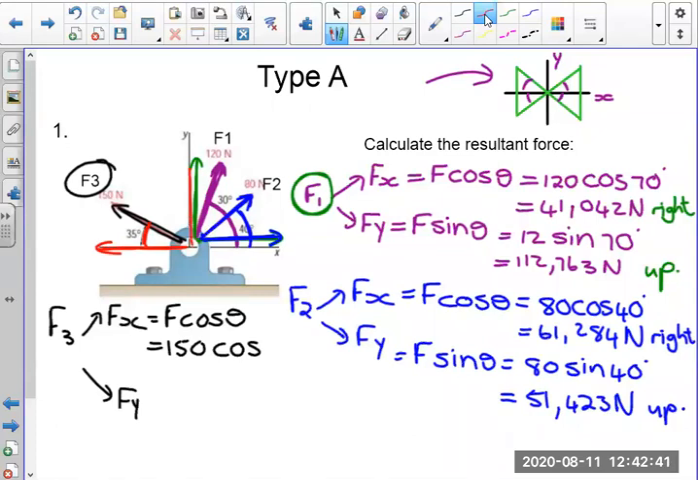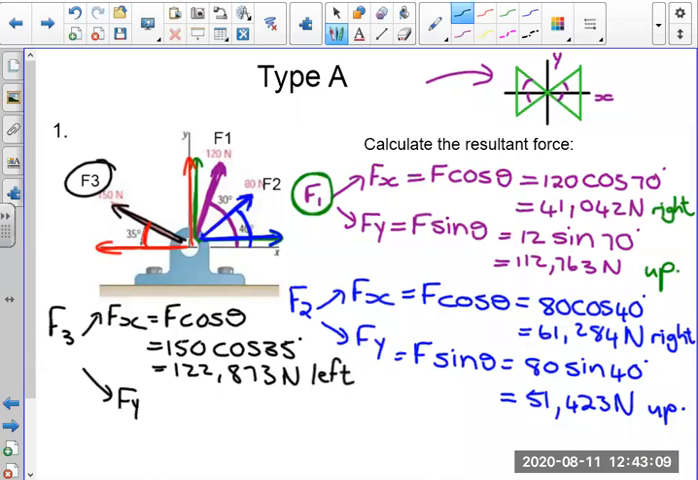So there's the x and there's the y-axis. So I'm going to substitute in 35 degrees. When I work this out with my calculator, I'm going to get an answer of 122,873 newtons. And I'm going to say that this x component is going to be to the left, as you can see it there. All right.